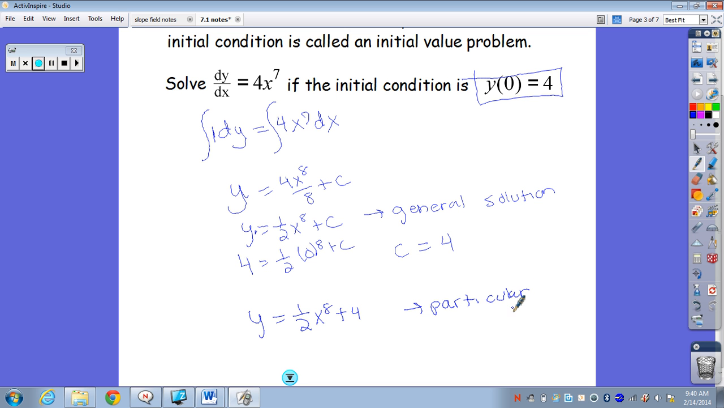So it's pretty much what we did before. The only thing is they write the original equation differently.